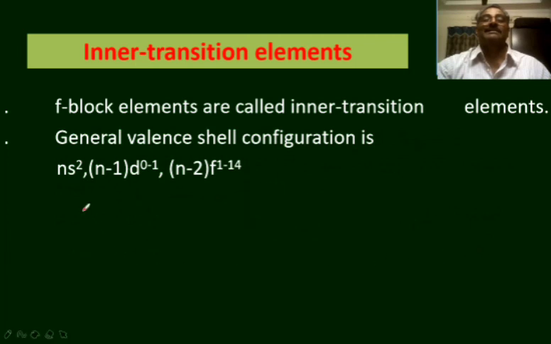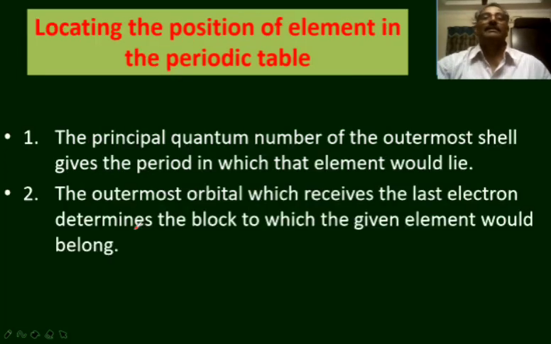Next, inner transition elements are the f block elements. The general valence shell configuration is ns2, (n-1)d0 to 1, (n-2)f1 to 14. Next, locating the position of an element in the periodic table. How to locate an element in the periodic table? How to find the position of an element in the periodic table?